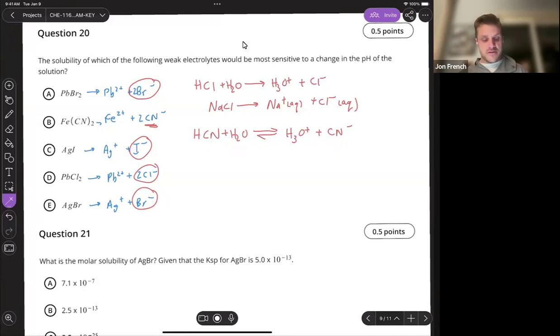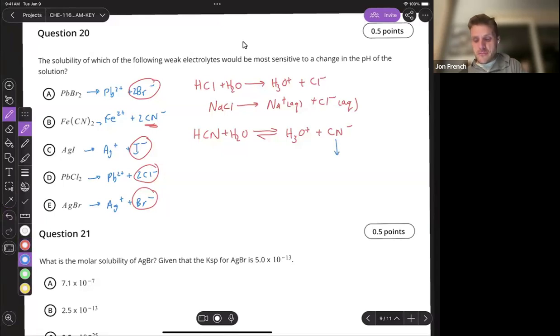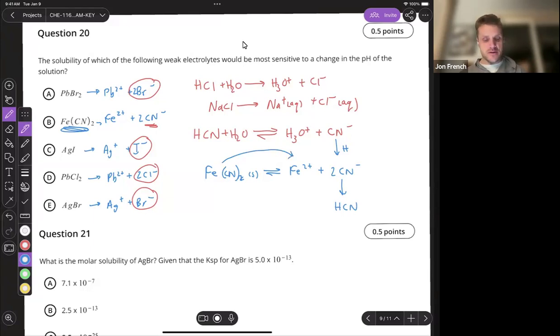So if I change the pH of this solution, if I make it more acidic, I guess I should have put it in this equilibrium up here. If I make this more acidic and protonate the cyanide, that'll take it out of this equilibrium and allow more iron(II) cyanide to go into solution.